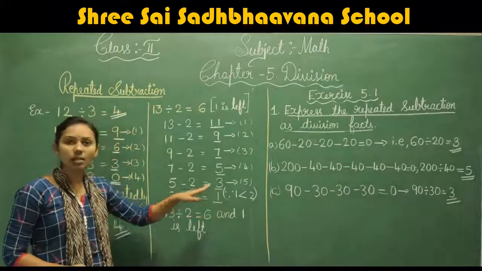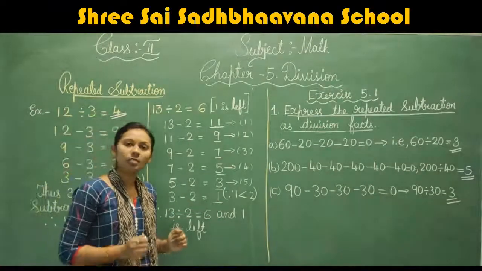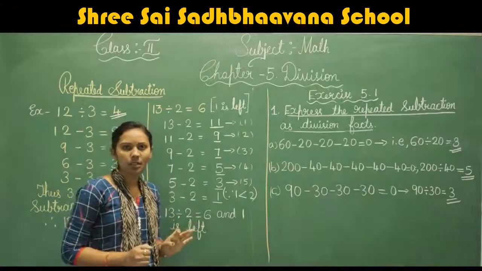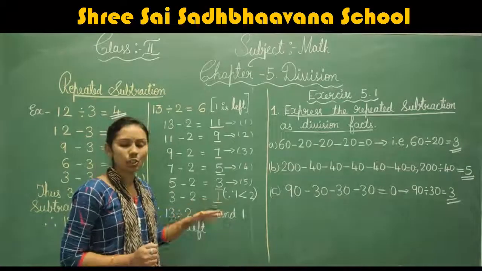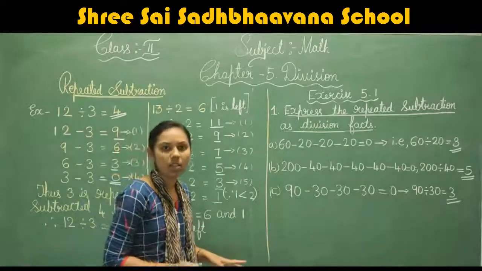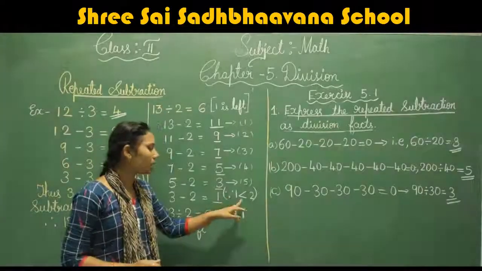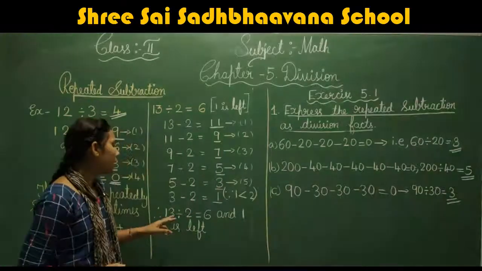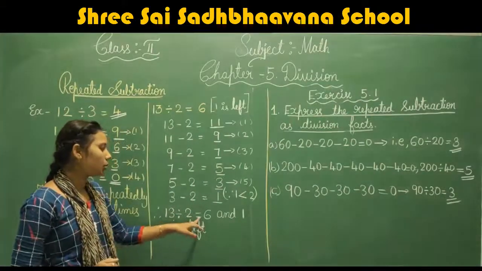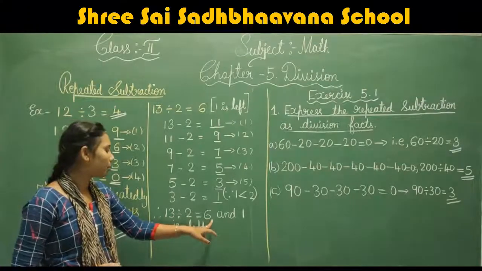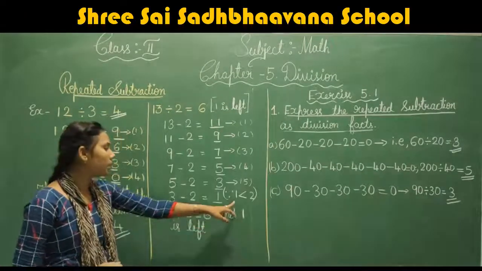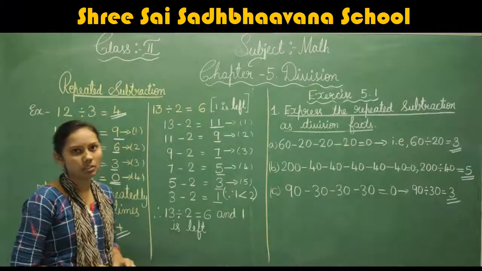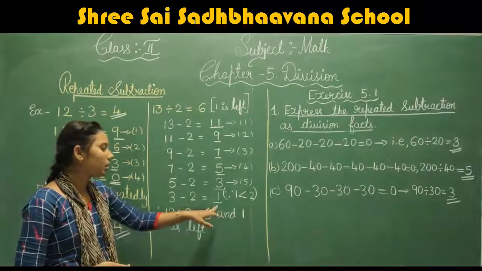Here the subtraction stops. Why does it stop? Because 1 is less than 2. The repeated subtraction method will be stopped here because 1 is less than 2. Right, children? So that means when you divide 13 by 2, you will get the answer 6, and 1 is left. That is your remainder. We will call this the remainder.